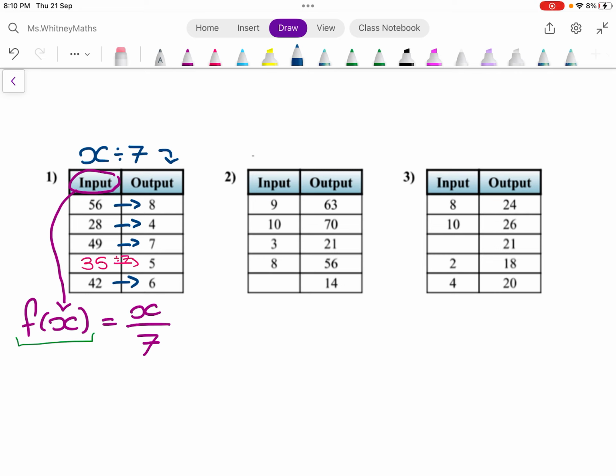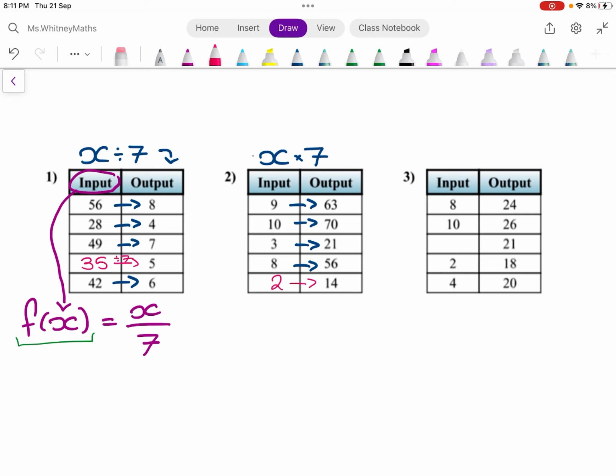So let's have a little look at our input x. Okay, what are we doing to get the output? So what are we doing in all of these occasions? Well, we are actually multiplying by 7. So we could say x times 7. So the missing number here is going to be 2. 2 times 7 is 14.